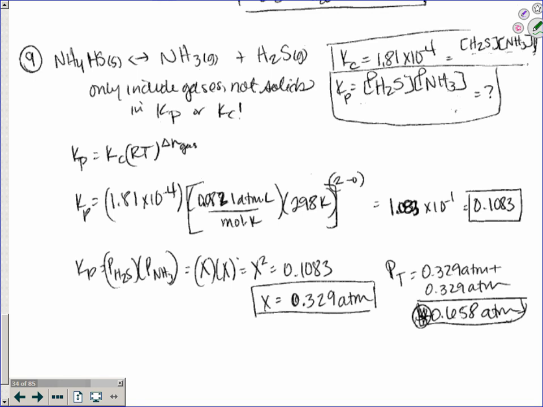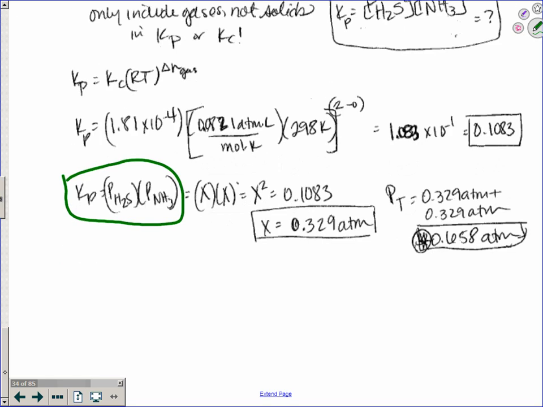So that Kp value is then used to identify the partial pressures of each of the 2 gases that were in the products. So this is the Kc or Kp expression. It's just a matter of concentration versus partial pressure. And then once you solve for Kp, plug it in here. These were made in a 1-to-1 mole ratio, so it's an x and x. X squared, how do I solve for x?